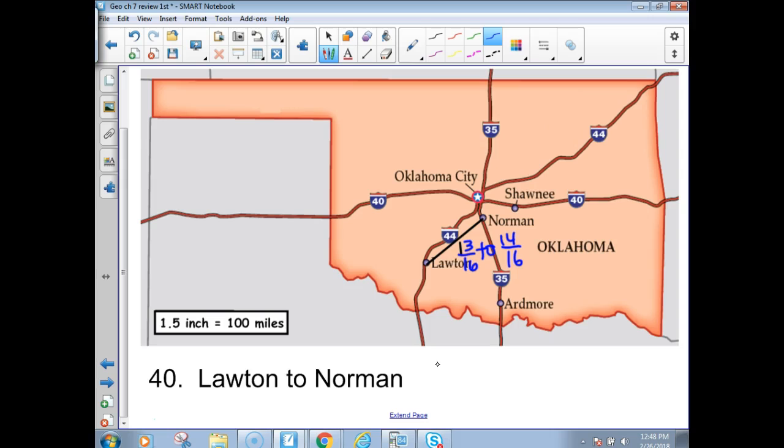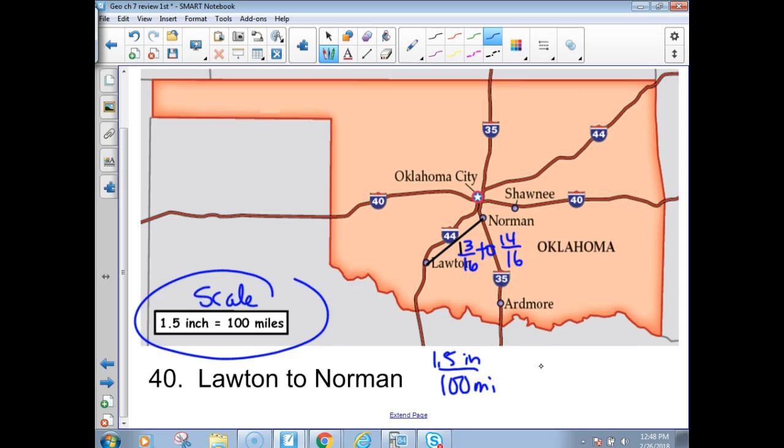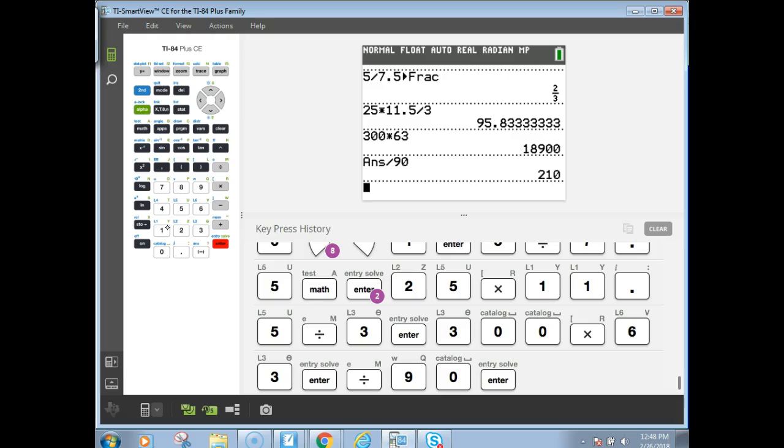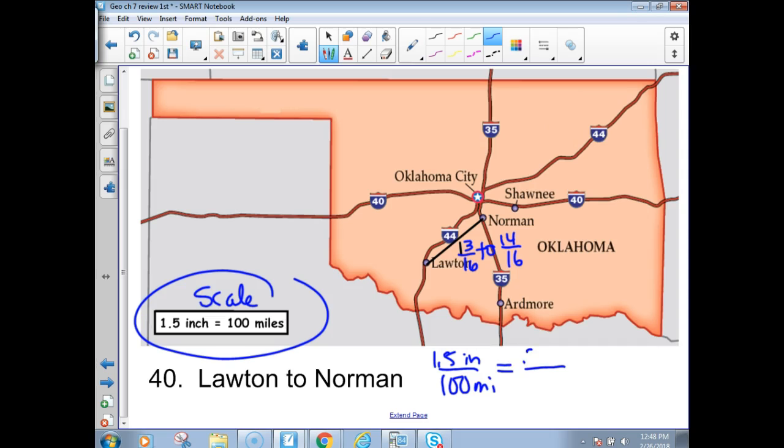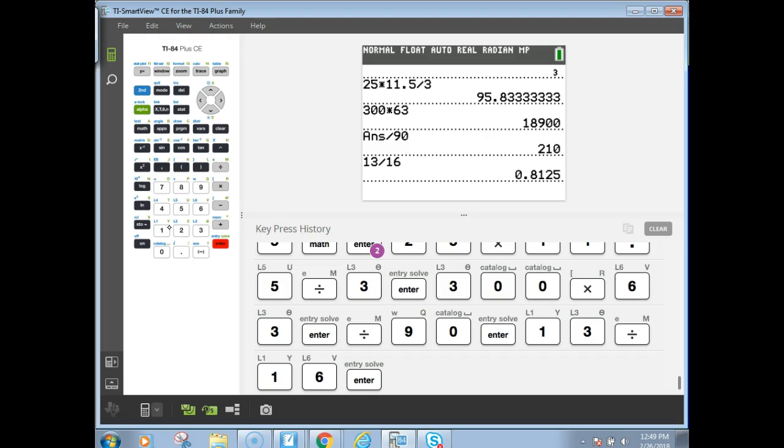What we practiced doing was we say 1.5 inches is 100 miles because that's the scale. You have to pay attention to the scale on the map. And then we wrote a proportion and we put what our measurement was into decimal form. So if we did 13 divided by 16, that is the decimal 0.8125. And then we'd find how many miles by doing cross products. Now, if you did measure and get 14 sixteenths, which I would be very fine with since it is kind of ambiguous, it's a dot so big and it's in between.